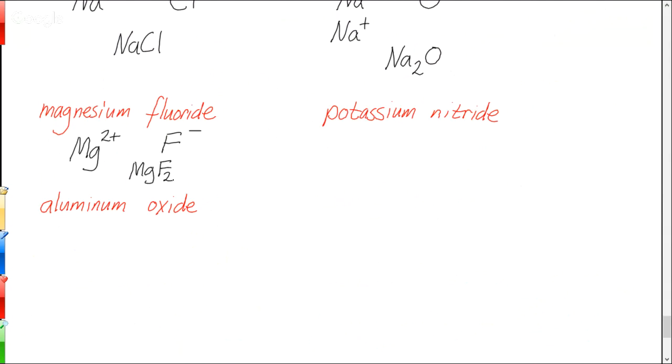All right, same thing with the next one. We've got K and we've got N. K gives us a +1. N we did earlier is a -3. So to get those to balance out, we need 3 of these. And in a formula that's going to look like K3N.